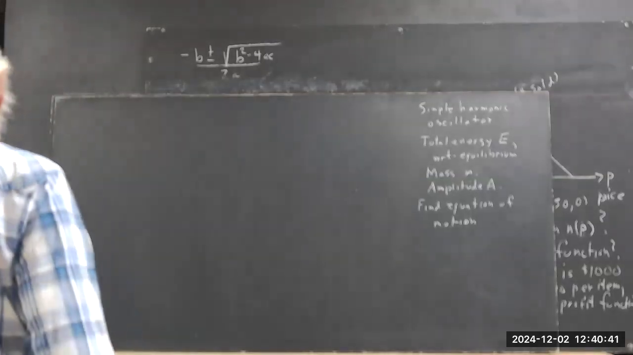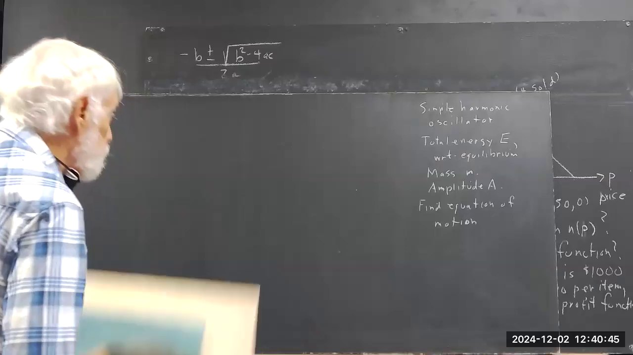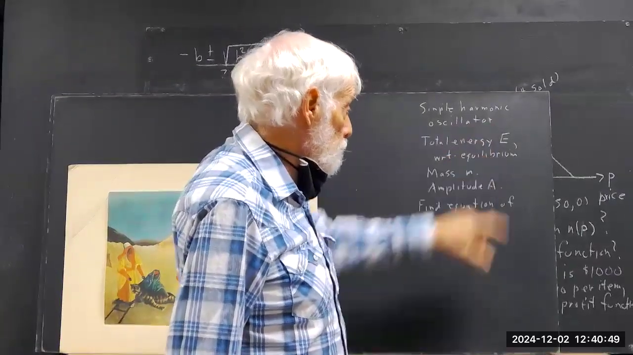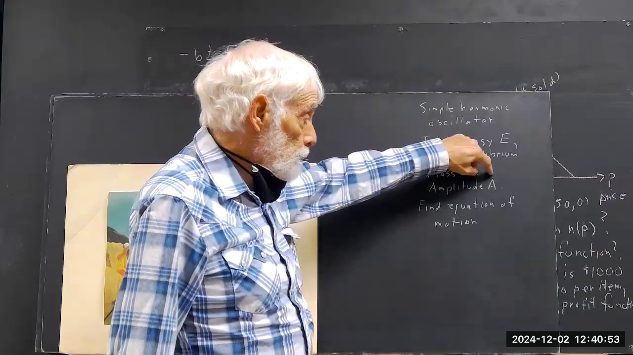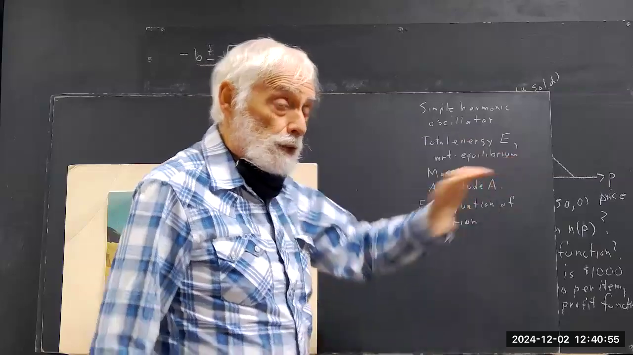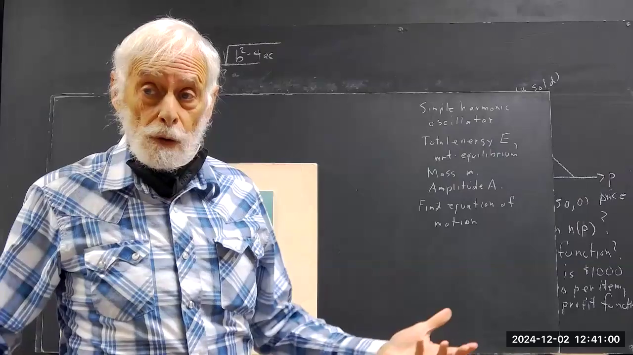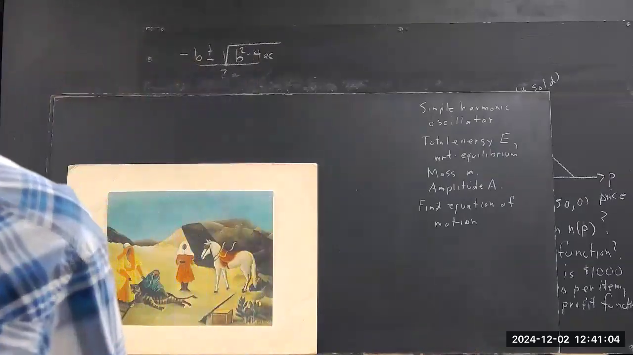Okay, just to repeat while you all think, we've got a simple harmonic oscillator. Its total energy is E, with respect to the equilibrium position. It has a mass M and an amplitude A. That's all we know about it. We want to find the equation of motion. So how are we going to do that? We're going to discuss that for a minute.